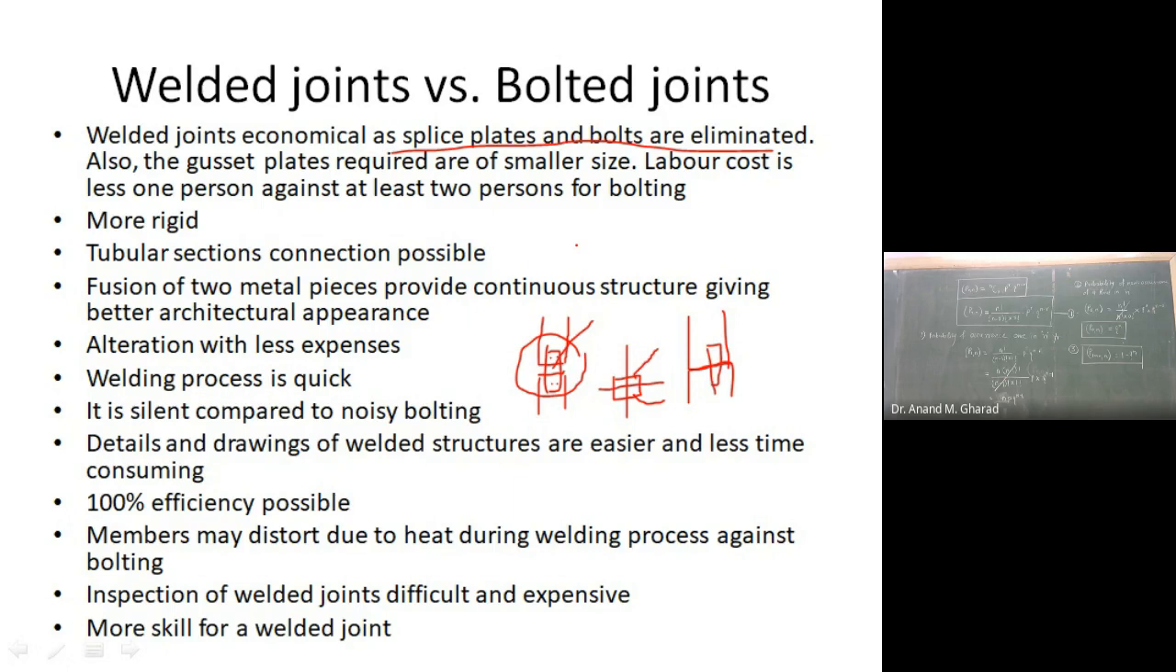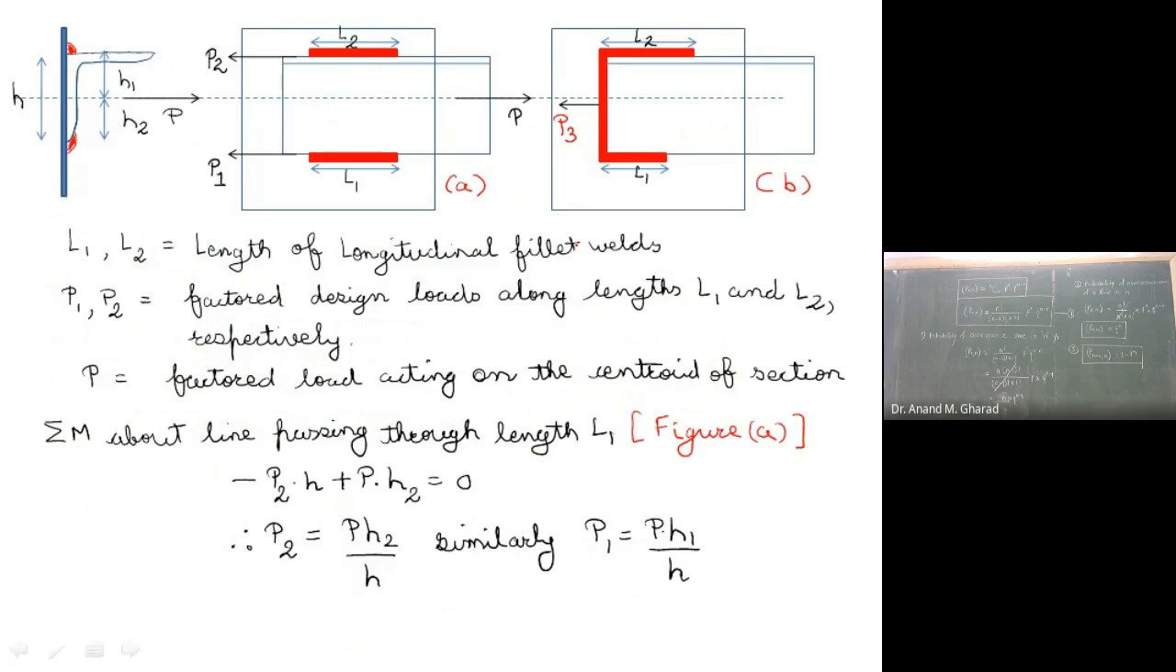Got it? So in the next class, we will see the design requirements and how the length of the weld, size of the weld, thickness, and the overall design of any simple connection can be conducted. What does simple connection mean? Tension and compression members. Nothing related to bending for now. Okay? This is fine. Okay. I will stop here.